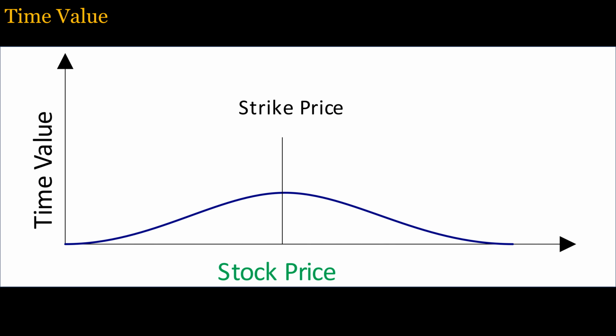Time value varies with both the price of the underlying interest and the time until expiration. Options that are at the money have the maximum time value. Options that are deeply in the money or out of the money have very little time value. Time value also declines as expiration approaches, slowly at first, then quickly in the last remaining week.